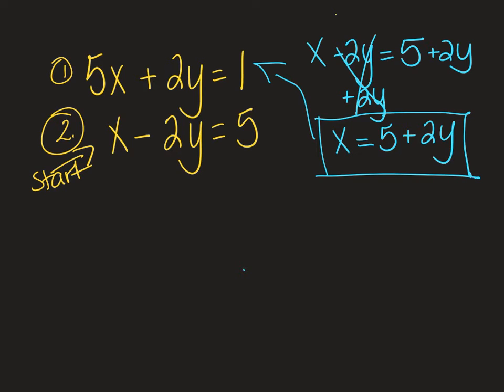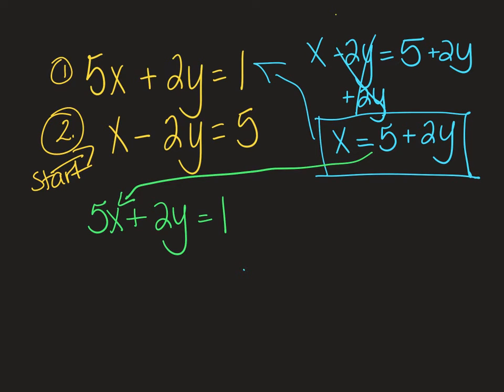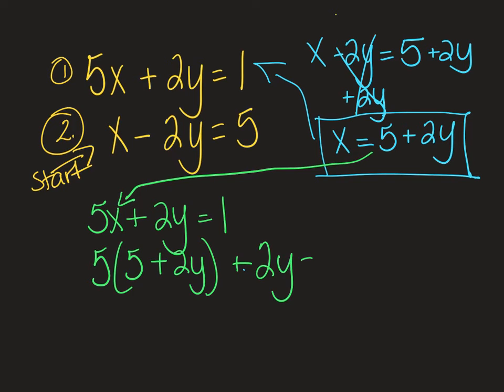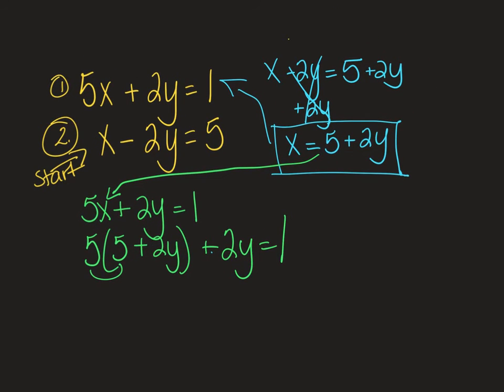Now, I'm going to take that and I'm going to substitute it into the other equation, which is equation number 1. And that equation is 5x plus 2y equals 1. I'm going to substitute this for x. 5 times (5 plus 2y) plus 2y equals 1. Now, we're going to do our distributive property, which is 5 times 5 is 25, plus 5 times 2y is 10y, plus 2y equals 1.